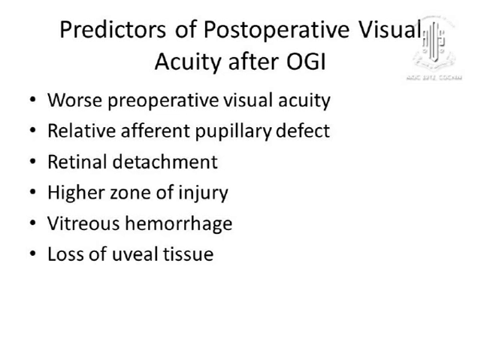So, various predictors have been described for assessing post-operative visual acuity after these surgeries. The most important is the presenting visual acuity, and the higher the zone of injury, that means the posterior injuries, the more they are predisposed to a poorer visual outcome because they involve the posterior retina more.